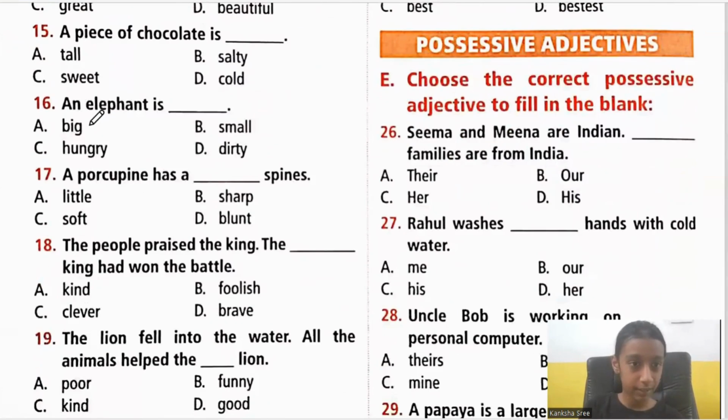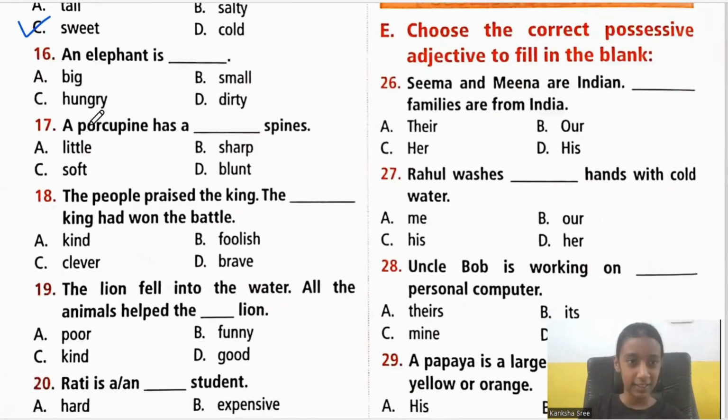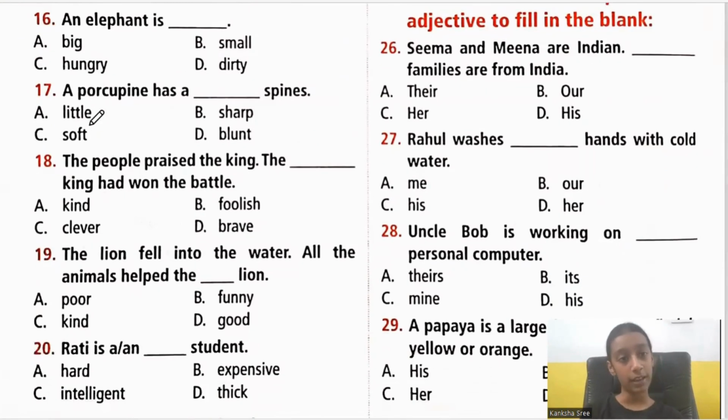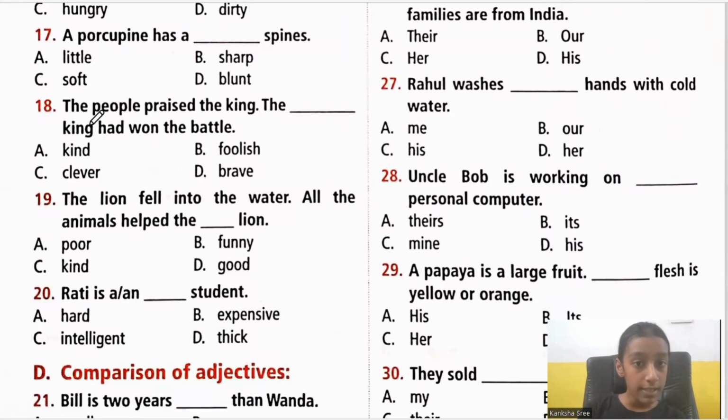Option B. Okay. Next. A piece of chocolate is dash. A piece of chocolate is sweet. Generally, how does a piece of chocolate taste? It tastes sweet, isn't it? Yeah. Next, 16th one. An elephant is big, small, hungry, or dirty. An elephant is big. So it is option A. Next. A porcupine has dash spines. Little, sharp, soft, blunt. It has sharp spines. So it is option B.